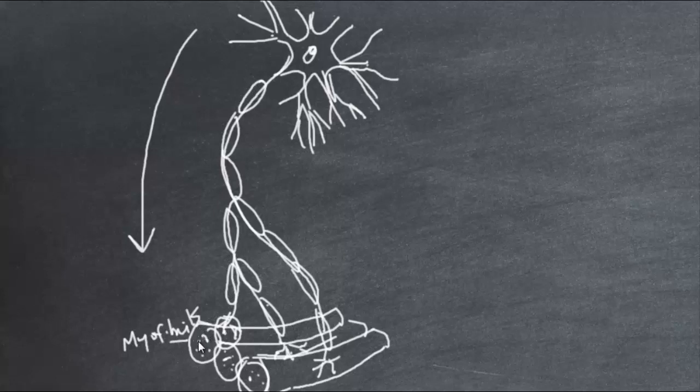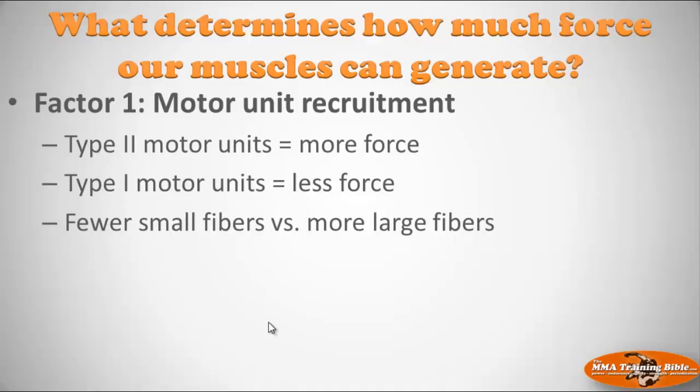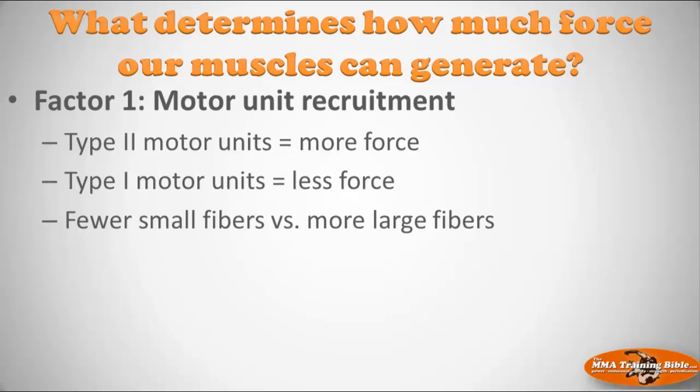And a type 1 motor unit is going to have fewer muscle fibers attached to it than a type 2 motor unit. So doesn't it make sense that the motor unit that has more muscle fibers attached to it is going to be able to generate more force? I hope that's pretty clear to you guys. So again, fewer muscle fibers versus more muscle fibers is really what determines how much force our muscles can generate. Let's continue on and talk about another factor.